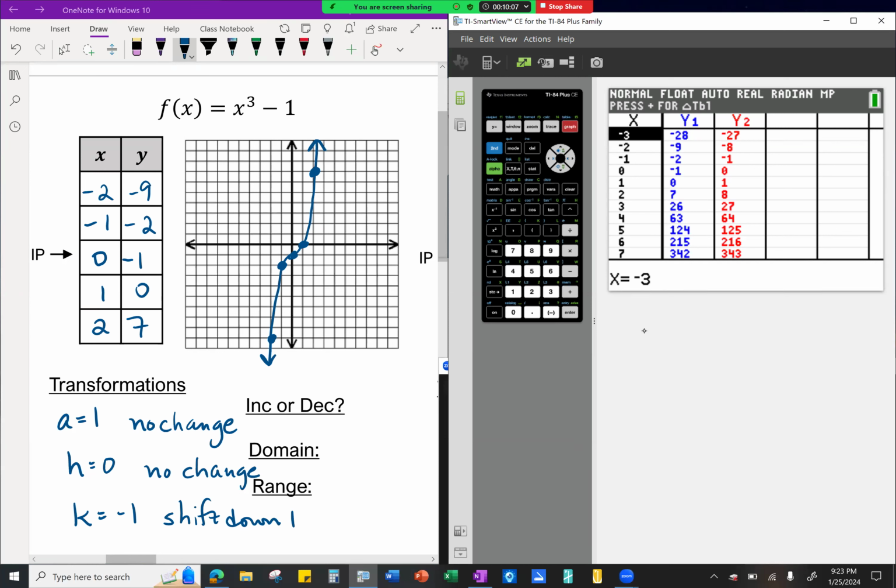All right, my table is completed. My graph is drawn. I did transformations first. You can see that this graph is increasing. The y values, as the x values increase, the y values increase also. And we'll fill in domain and range.